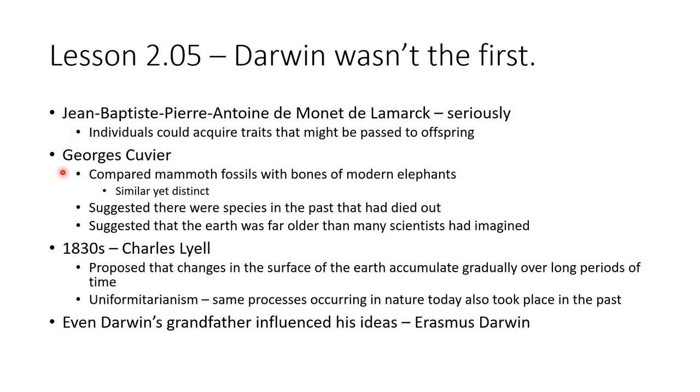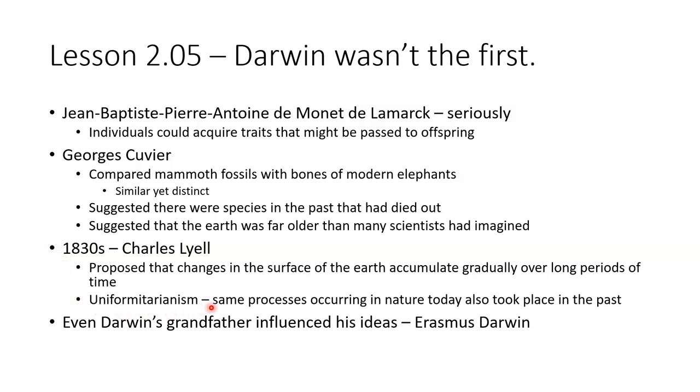Georges Cuvier compared mammoth fossils with bones of modern elephants and realized that they were similar. Not the same, yet distinct, right? Very similar, though, suggesting that there were species in the past that had died out, which suggested that the Earth was far older than many scientists had imagined. In the 1830s, Charles Lyell proposed that changes in the surface of the Earth accumulate gradually over long periods of time.